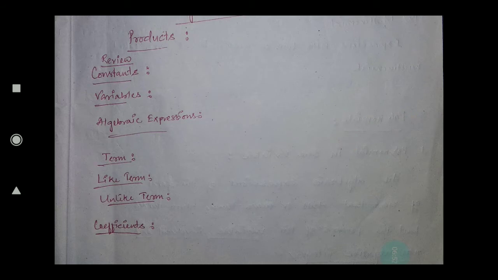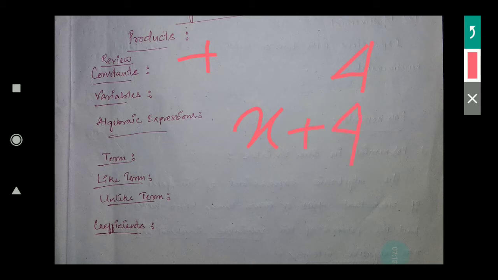Now, algebraic expression. Algebraic expression means in mathematical operations, variables and constants all together are present in one expression. That is called an algebraic expression. Suppose a constant is given, 4. The variable, suppose x is there. A mathematical operation, suppose addition is used, like x plus 4. So this x plus 4 is called what? An algebraic expression.